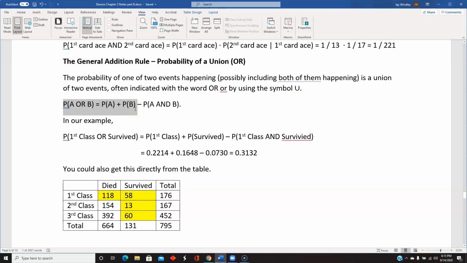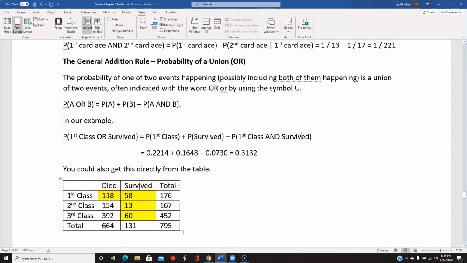So the formula starts off just looking like an addition problem. Probability of A plus the probability of B. And then you have to subtract the probability of A and B, which is that little piece of 58 right there. So if you want to know the probability that someone's in first class or survived, you add together the probability that they're in first class plus the probability they survived, and then you subtract the joint probability of first class and survived, which I misspelled. Because if you don't do that subtraction, you've counted these 58 people twice.